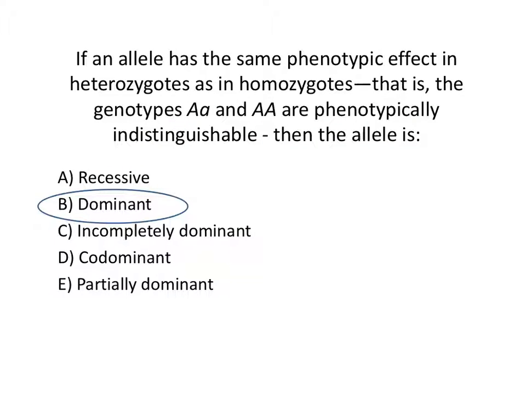Okay, so next question. If an allele has the same phenotypic effect in heterozygotes as in homozygotes, that is genotypes AA and Aa are phenotypically indistinguishable, then the allele is dominant. So it's just another way of saying that essentially the allele has the same phenotypic effect, be it single copy or double copy, 2 copies. Okay, so dominant.